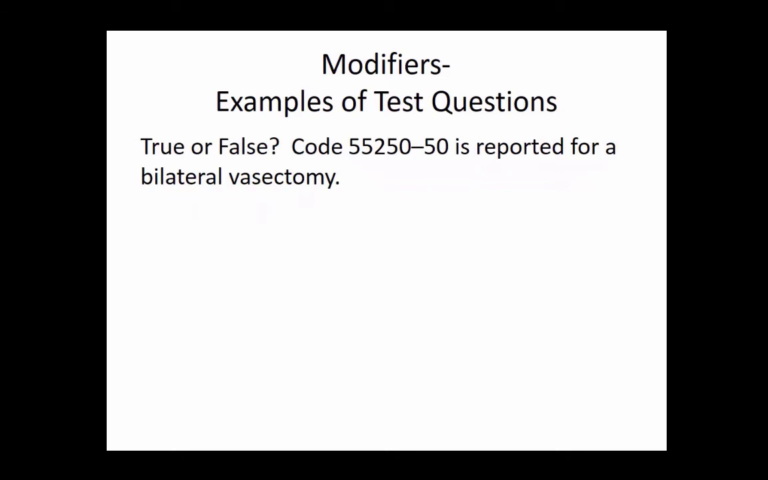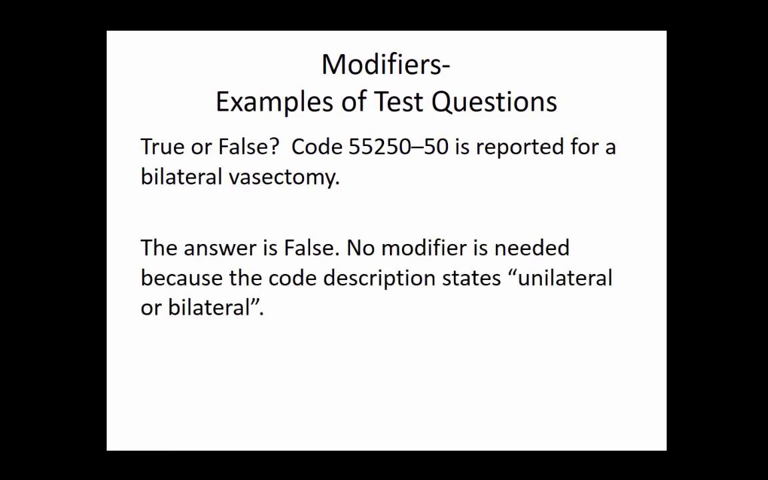Code 55250-50 is reported for a bilateral vasectomy. True or false? What you would do in this case is you would look up the code 55250 and you would see exactly how that code description is written, and that would help you know how to answer this question. The answer is false. No modifier is needed because the code description for 55250 says unilateral or bilateral. And if a bilateral vasectomy was done, you don't use the -50.